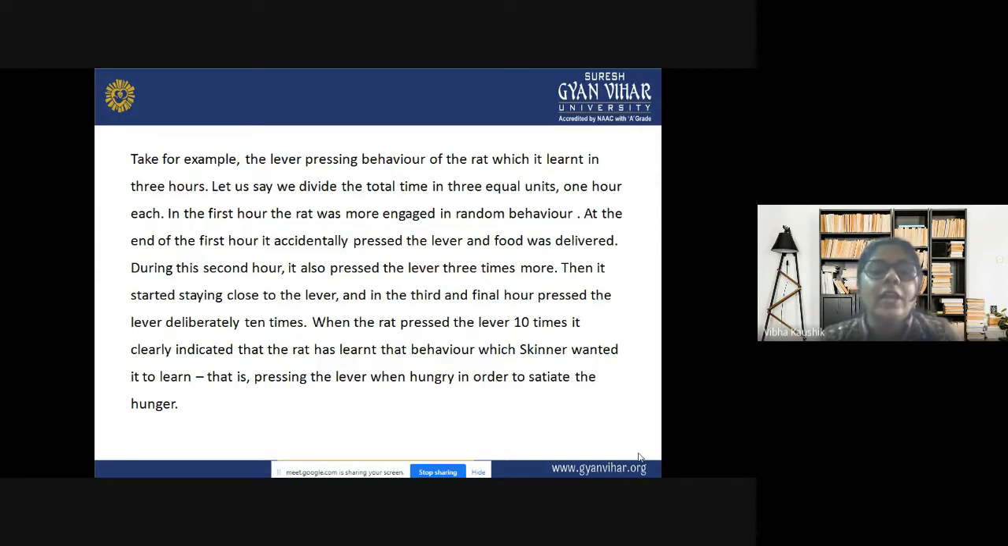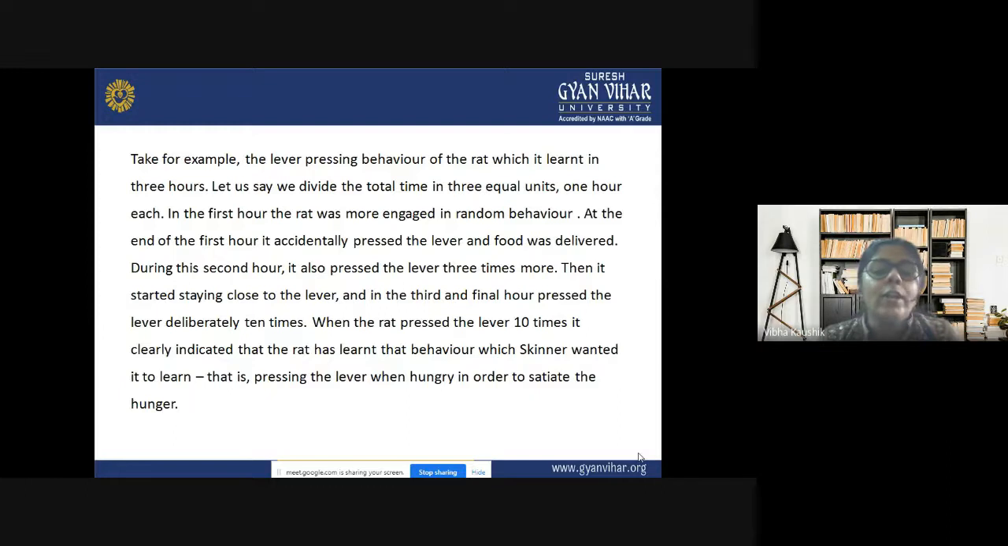Then it started staying close to the lever, and in the third and final hour it pressed the lever deliberately 10 times. When the rat pressed the lever 10 times, it clearly indicated that the rat has learned that behavior. When the rat repeats the same behavior, it clearly indicates that the rat has learned that behavior.